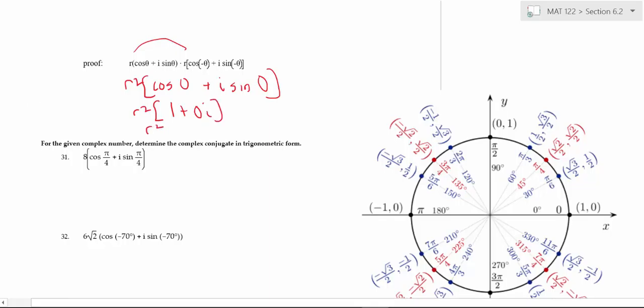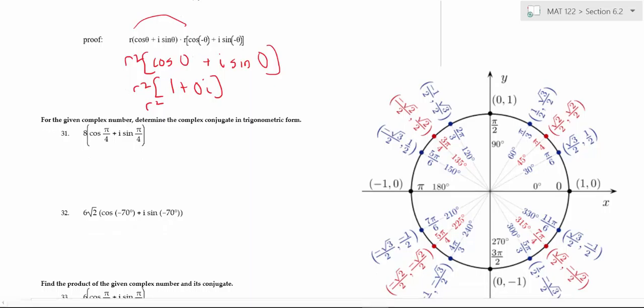Okay, so all you got to do on this is you're going to do these problems real quickly. These are real simple problems to do. You're going to take this complex number, and you're going to determine the complex conjugate in trigonometric form. So there's nothing to this. Usually we say z is equal to the given complex number, and then the complex conjugate, we often write that as z bar.